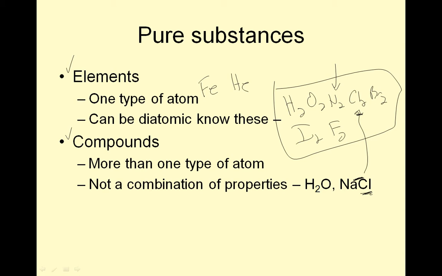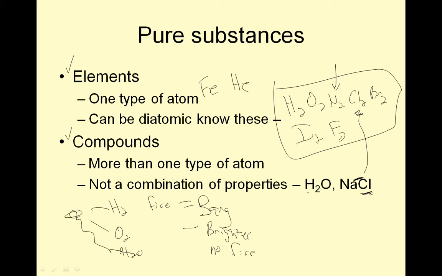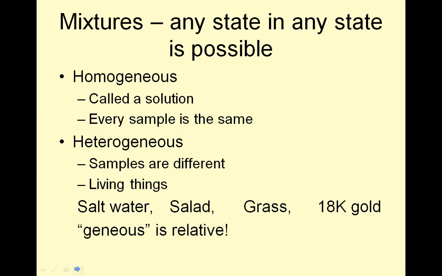Compounds have more than one type of atom. Notice hydrogen and oxygen, different types of atoms. And it's not a combination of the properties. It has new properties. So water, for example: hydrogen in a fire explodes. Bang. Oxygen in a fire gives you brighter fire. H2O in a fire gives you no fire. So those are very different. The compound is very different from that.